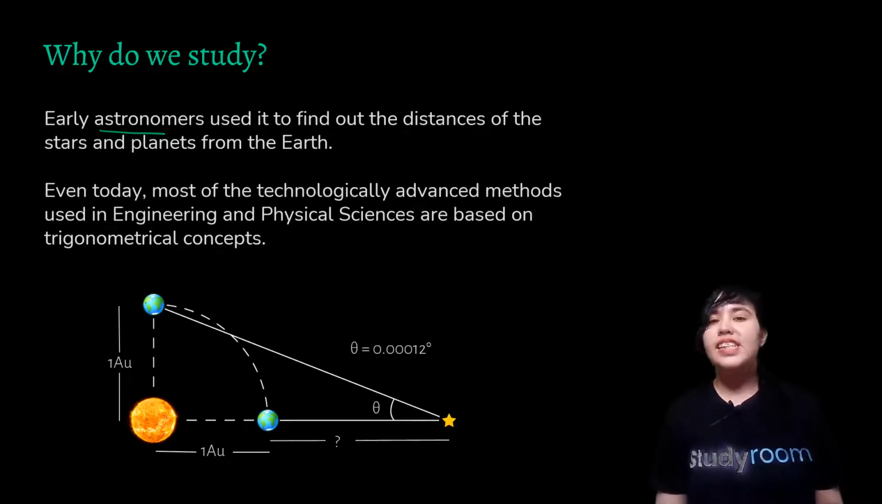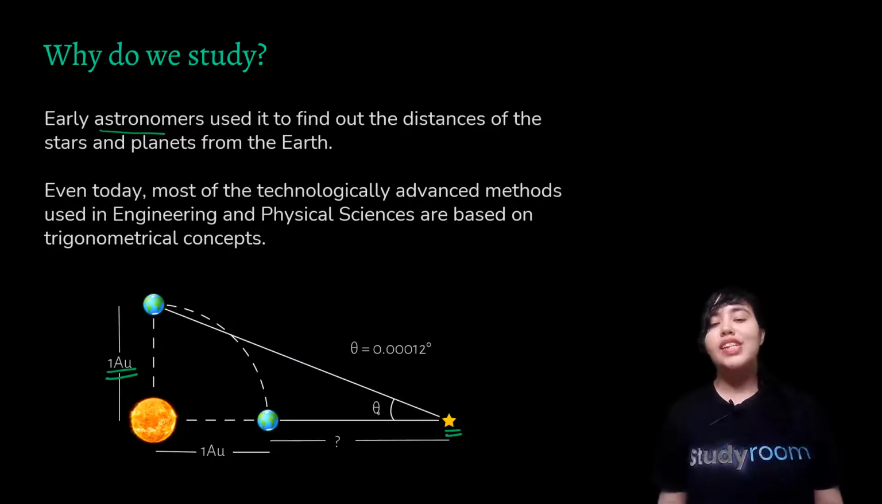So for example, this is our planet, lovely planet Earth, and here we have the Sun. Let's say the distance between the Earth and Sun is 1 astronomical unit, and I want to find out the distance between Earth and another star at this point. And we see that together they are actually forming a triangle, as you can visualize from here.